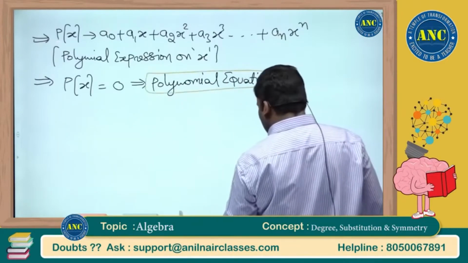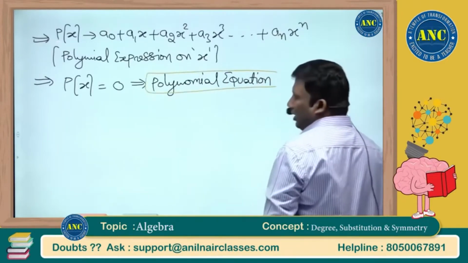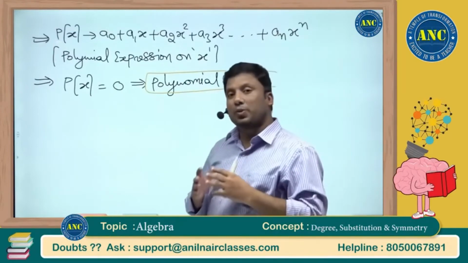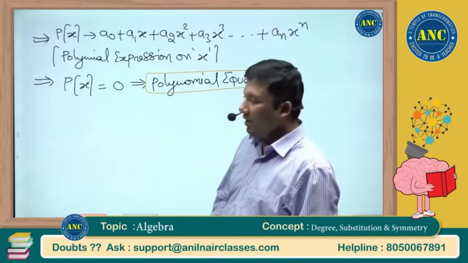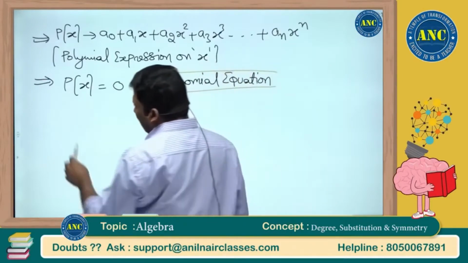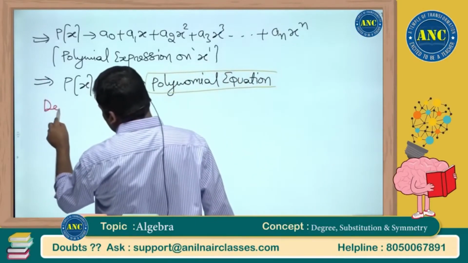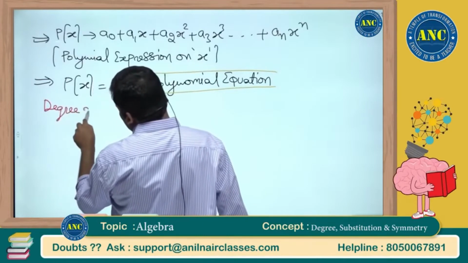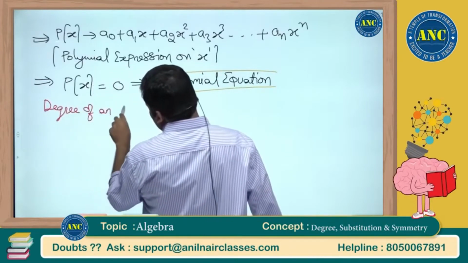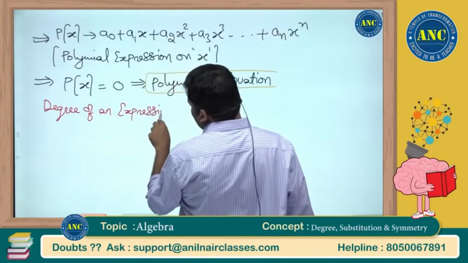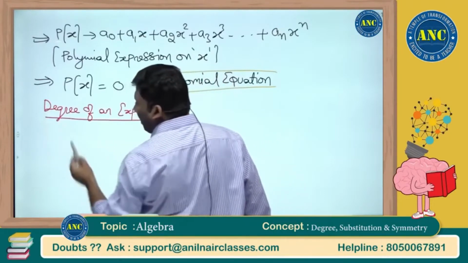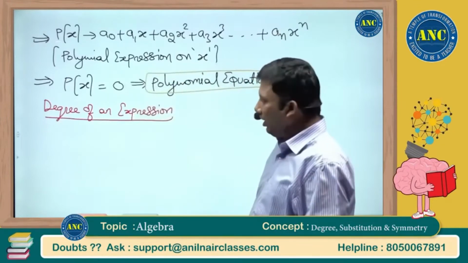Polynomial equation. If an expression is equated with 0, then it is called a polynomial equation. Now, another very, very important concept: degree of an expression. If an expression is not equated with anything, we talk about the degree of an expression.